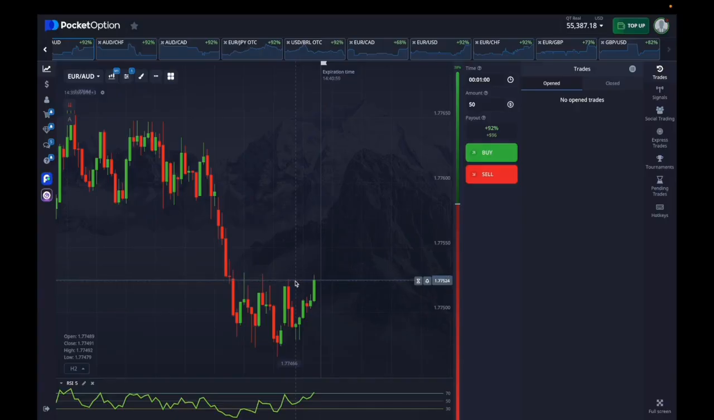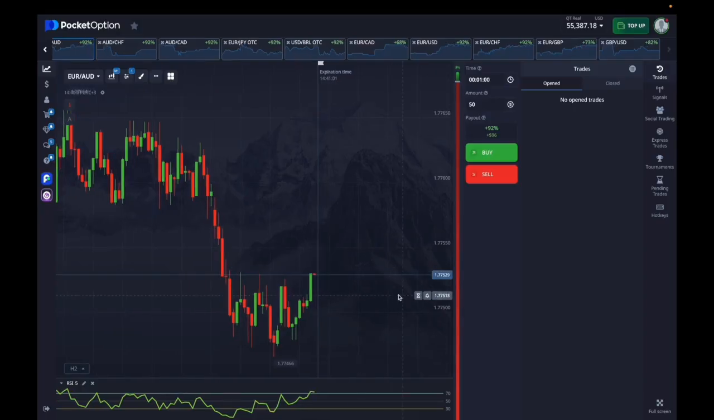So, friends, let's move on to trading real assets. Let's see what happens. Right now, our account balance is $55,387 and let's see how we finish this session. Let's start trading.